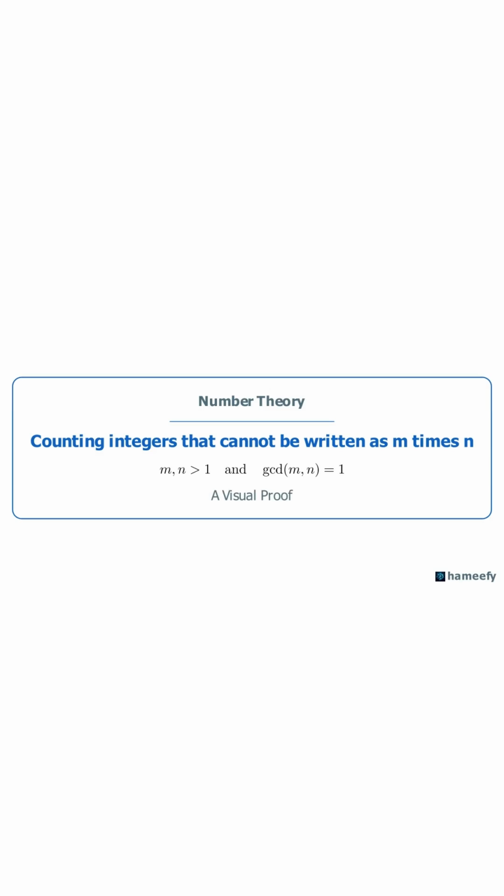Welcome! In this video, we solve a beautiful number theory problem. How many integers from 2 to 100 cannot be written as a product m and n, where both m and n are greater than 1 and their greatest common divisor is 1?